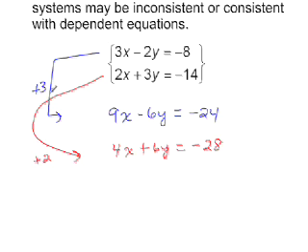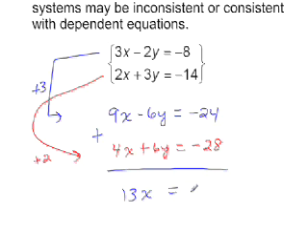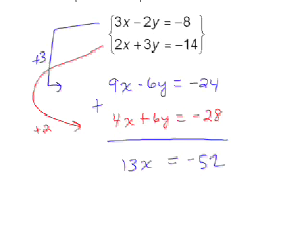And as you can see, by multiplying these equations by those values, we created the effect of the y terms being opposites of one another. So when we add these equations together, the y terms will now eliminate one another. 9x plus 4x is 13x, negative 6y and positive 6y make 0, and negative 24 and negative 28 make a negative 52. So now we have 13x is equal to negative 52.